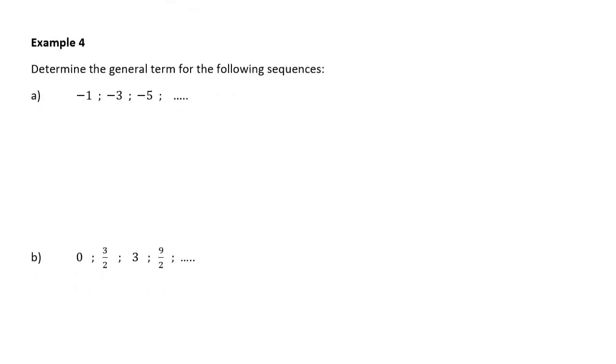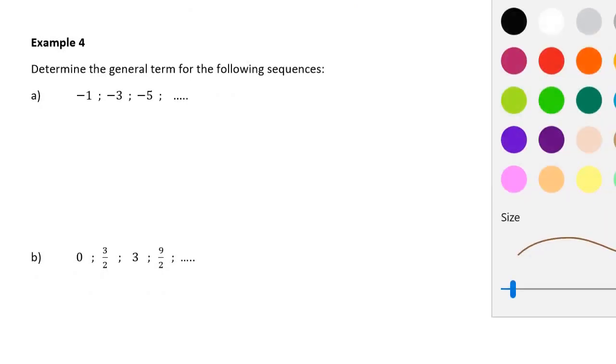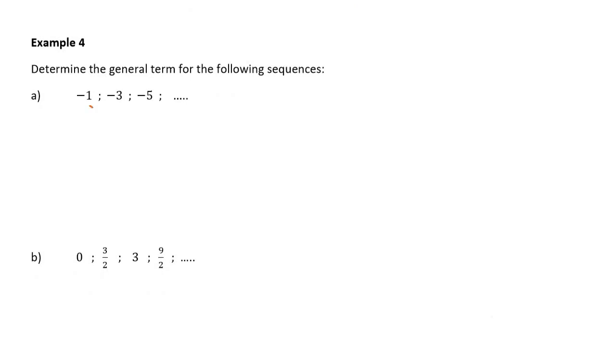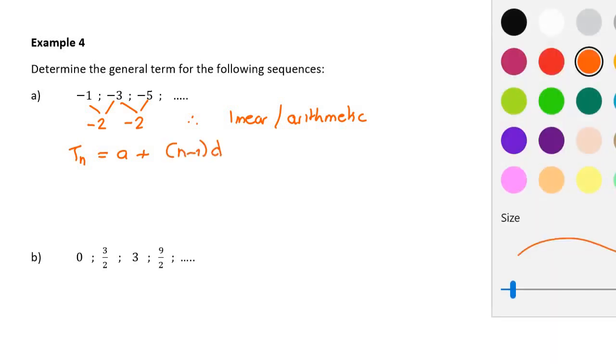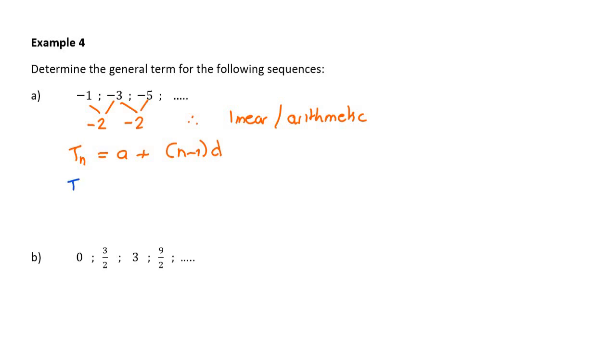Okay, let's try 2 examples like this. First of all, I've got to check, is this arithmetic? Because you never know. So what am I doing each time? I'm subtracting 2, I'm subtracting 2. Therefore, this is a linear or arithmetic sequence. And the moment I know that, I know I have a formula. My formula is a plus (n minus 1)d. So all I need to do now is fill in what I know. I know a is negative 1, and I know d is negative 2.